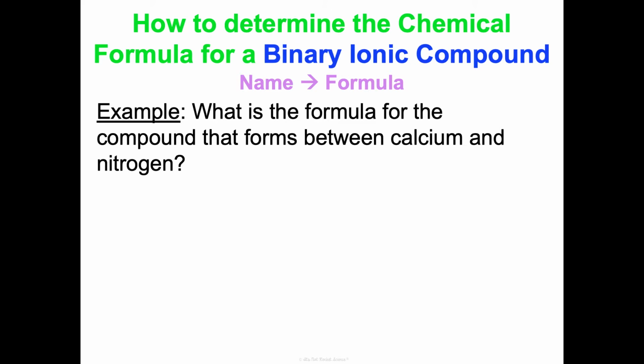What would be the formula for the compound that forms between calcium and nitrogen? Step 1, write down the ions with their charges. Calcium is in group 2, so it's most likely going to form a 2+ charge. Nitrogen is in group 15, which typically has a 3- charge. Step 2, determine the number of each ion it's going to take to make a compound with no charge, aka crisscross applesauce. We take the charge on this ion and put it here as the subscript, and this one over there. So that 2 goes over to the nitrogen, and that 3 goes over to the calcium. Then step 3, we write down the formula with those subscripts.